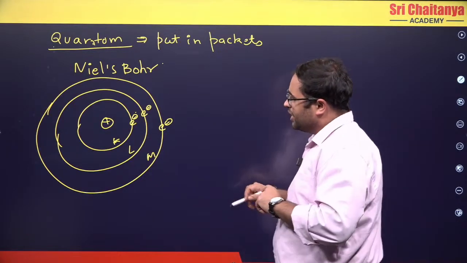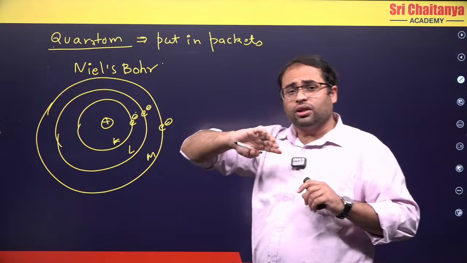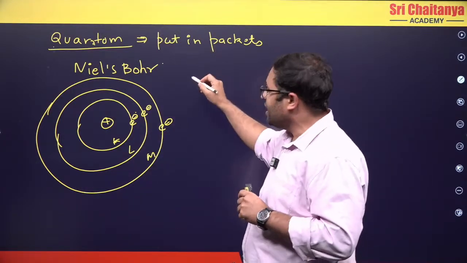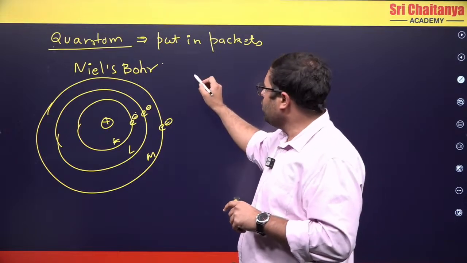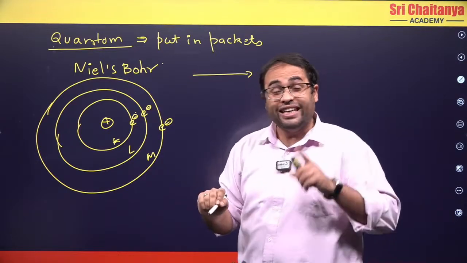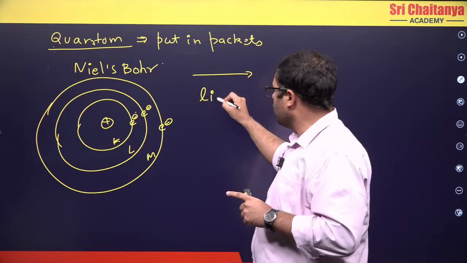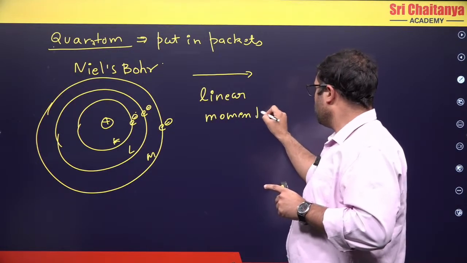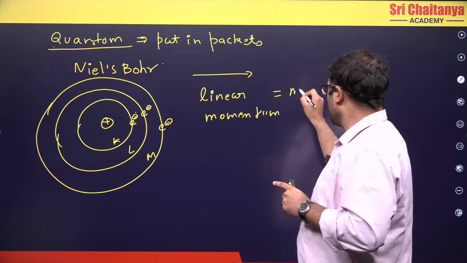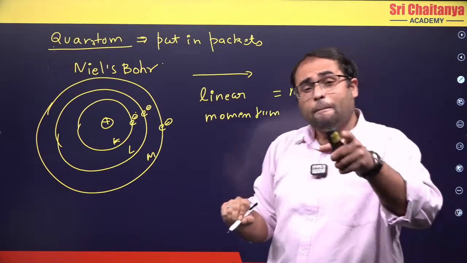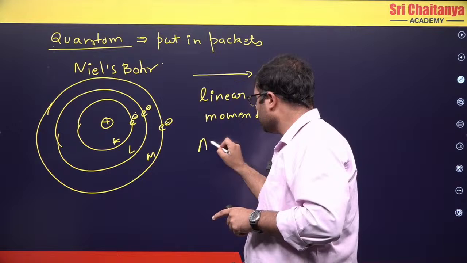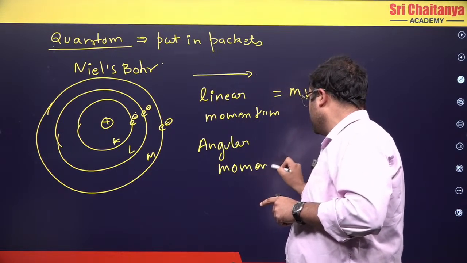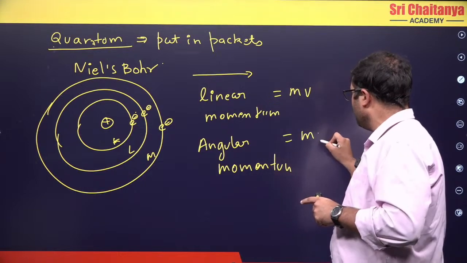Now what Bohr said is that an electron can revolve in only those orbits where the angular momentum is quantized. When you are moving in a straight line, you have linear momentum, which is m into v, mass times velocity. But I am talking about angular momentum, and angular momentum is mvr, right?